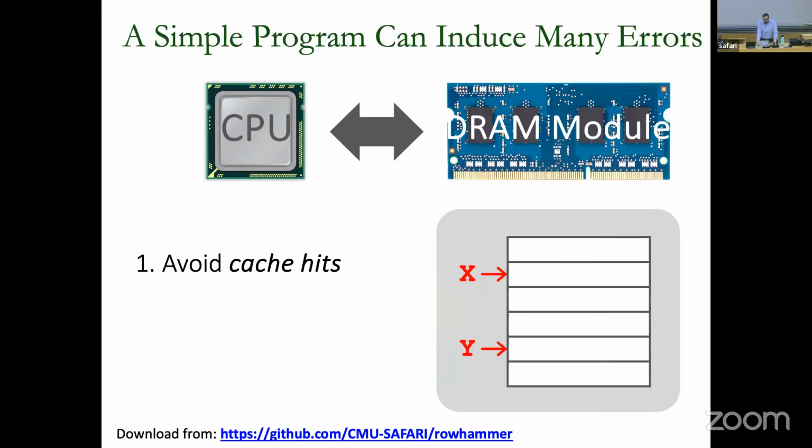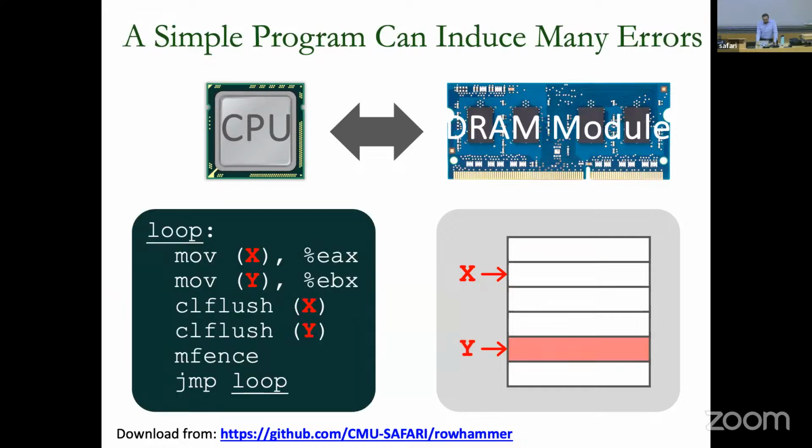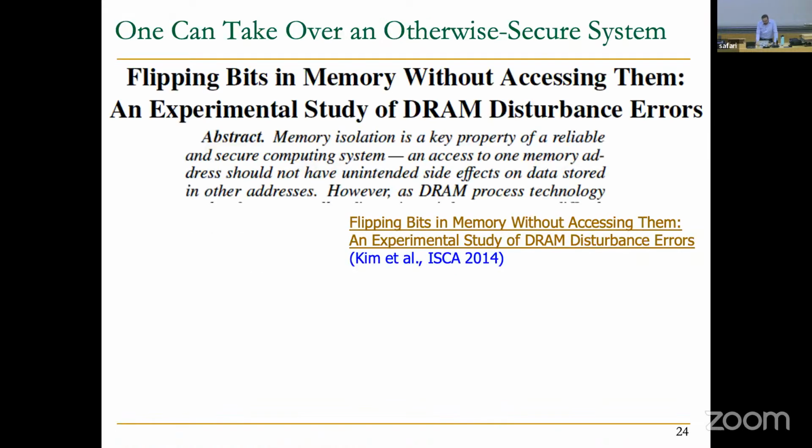So let's say you somehow avoid cache hits and you avoid row hits as well. You end up accessing two rows back to back like this, and then it causes bit flips. And this paper shows that these real systems are vulnerable to this phenomenon, and they exhibit many errors. So this is the paper that was published in 2014.